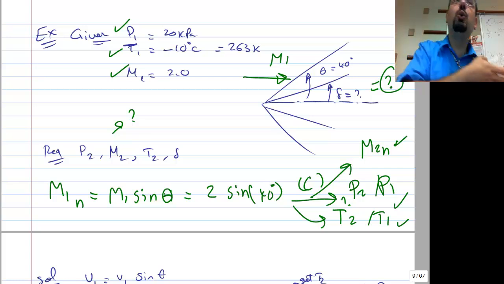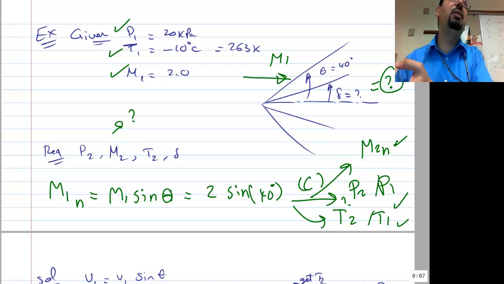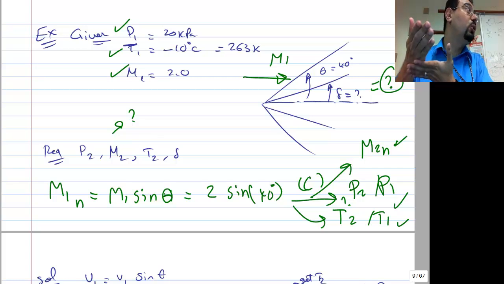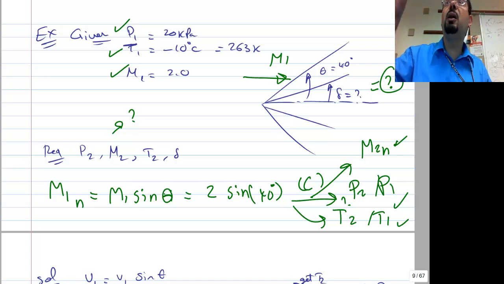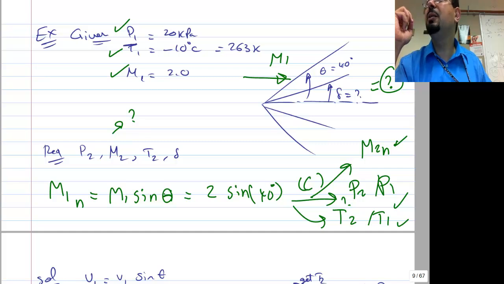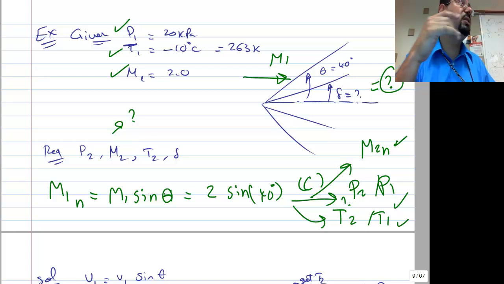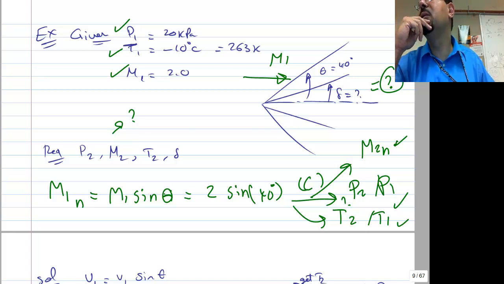You have T naught 2 from T naught 1 and you just calculated T2. So out of T2 and T naught 2 you can calculate M2. Notice how P2 and P naught 2 and T2 and T naught 2 are still related to each other by M2. Not M2 tangential, not M2 normal, the whole M2. So another way to calculate M2, it's not the best way, it's not the fastest way, is to calculate the T2 and T naught 2, and out of that you can calculate M2. Alright?